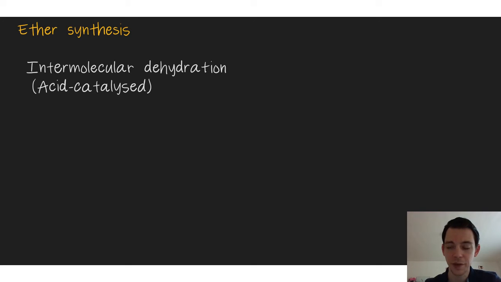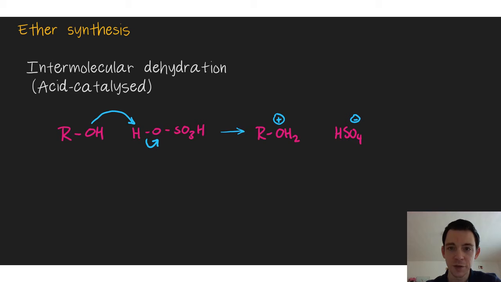The first method for producing ethers is called intermolecular dehydration. This involves an alcohol first being protonated by a strong acid, like H2SO4 in this case. The alcohol, which is weakly basic, would react with the acid. This forms a protonated alcohol with a strong leaving group, OH2. So this molecule is readily attacked by a nucleophile, such as another alcohol.